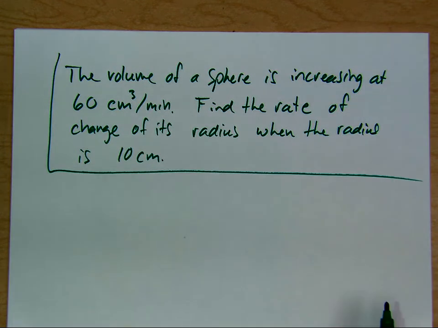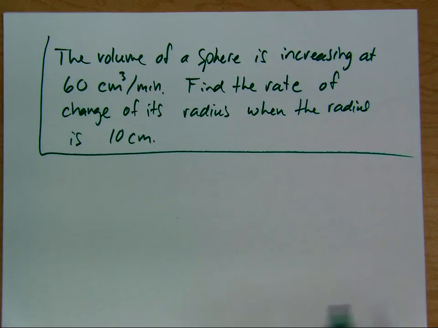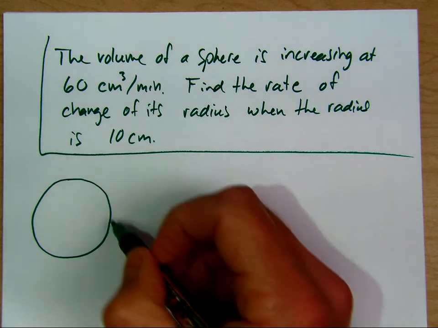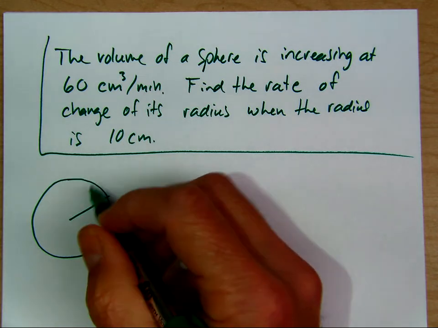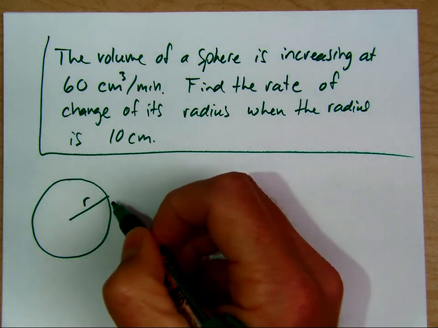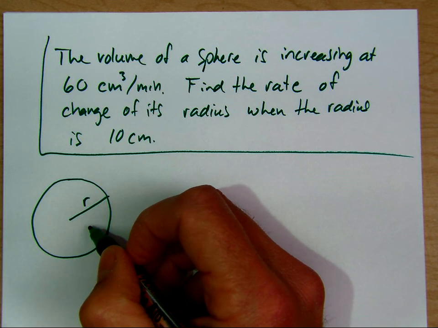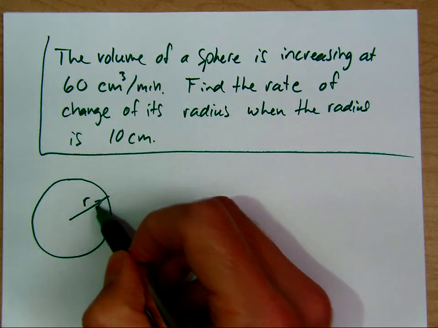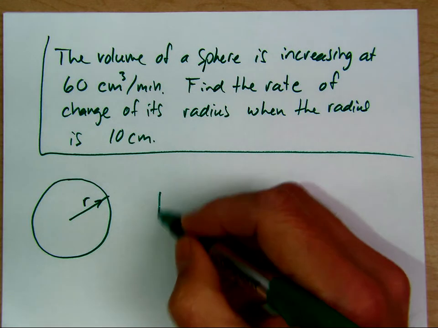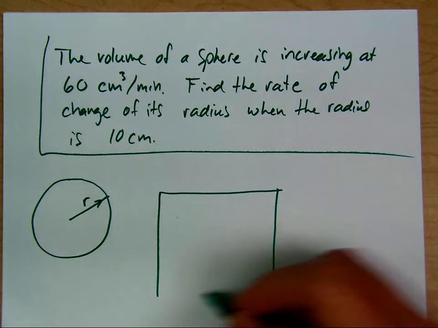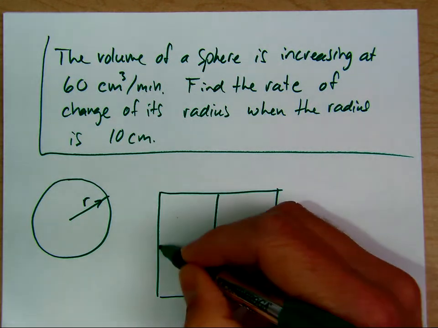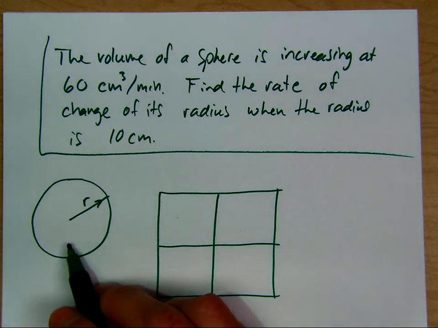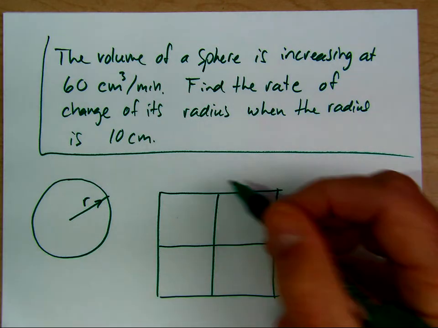All right. Pause the video and try this one. So for a sphere, the picture is not that important. We just know there's a radius and a volume, and here the volume is increasing, so we know the radius is increasing. For other types of shapes, it'll be more important to draw the picture.